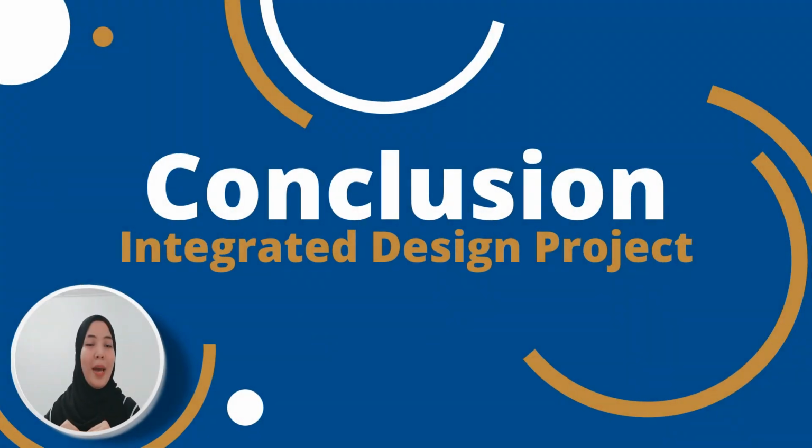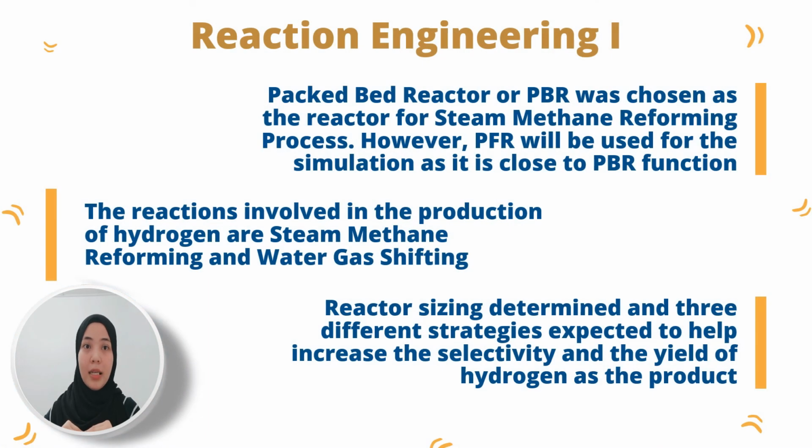Now we are at the last part, which is the conclusion. For reaction engineering 1, PBR, or packed bed reactor, was chosen as the reactor for the steam methane reforming process. However, PBR will be used for the simulation since it is close to PBR function. The reactions involved in the production of hydrogen are steam methane reforming and water gas shifting. Reactor sizing was determined and 3 different strategies are expected to help increase the selectivity and the yield of hydrogen as the product.